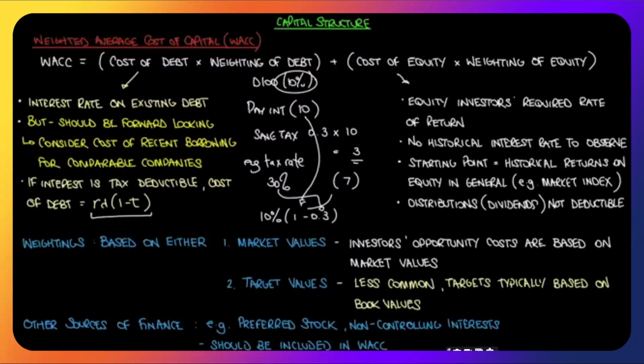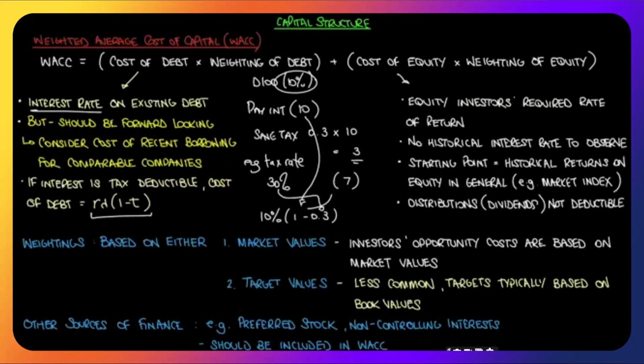Cost of equity on the right-hand side, equity investors' required rate of return. Not quite as easy as debt. We can't just turn around and say, okay, well, let's look at the existing interest rate. There is no historical interest rate to observe for equity. What you can observe historically are returns on equity in general. So look at the long-term average of a market, a broad market index. Not ideal, but it's a starting point.